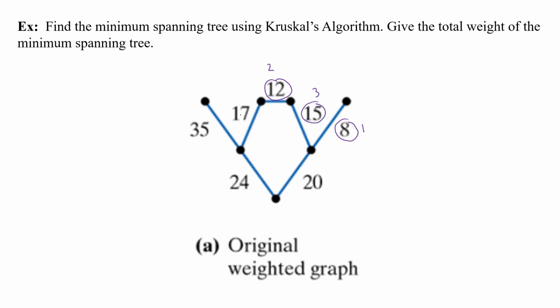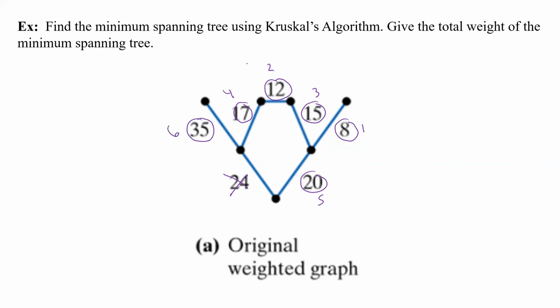The next smallest after that is going to be 17, so that's 4. Now the next smallest will be 20, so that's 5. Next smallest will be 24. But guess what? 24 makes a circuit, so we can't use 24. Then the only other one after that is 35, so that's going to be our next one.